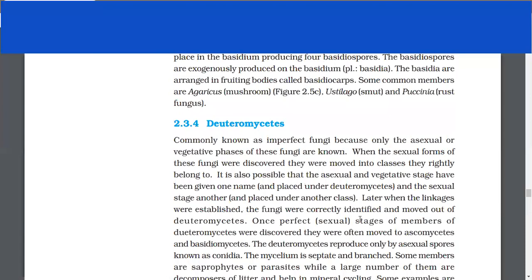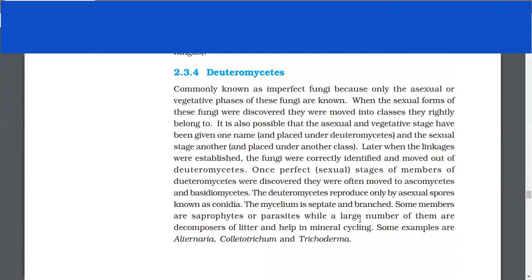Deuteromycetes. Commonly known as imperfect fungi because only the asexual or vegetative phases of these fungi were known. When the sexual forms of these fungi were discovered, they were moved into classes they rightly belong to. It is also possible that the asexual and vegetative stage have been given one name and the sexual stage another. Later, when the linkages were established, the fungi were correctly identified and moved out of Deuteromycetes. Once perfect stages of members of Deuteromycetes were discovered, they were often moved to Ascomycetes and Basidiomycetes.